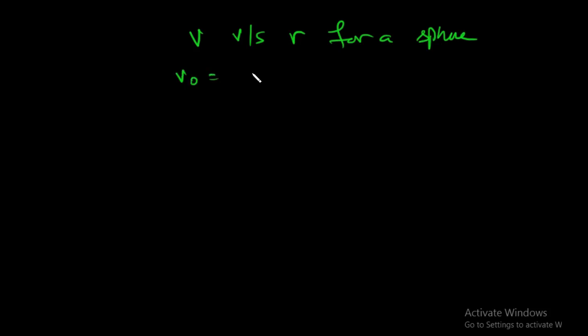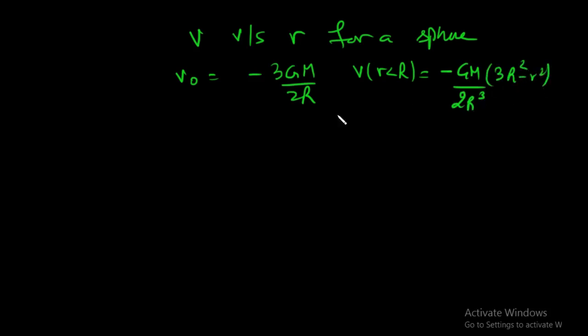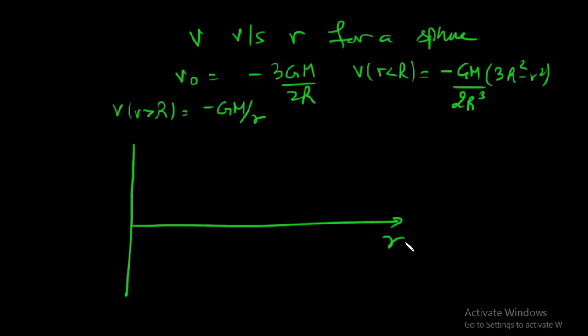You see, V at center, this was minus 3 GM by 2R. V when r was less than R, this was equal to minus GM by 2R cube times (3R square minus r square). And V when r was greater than R, this was minus GM by r. So first we draw these two axes. This is r and this is V. Arrows indicate the positive direction and this arrow will indicate the negative. Okay, so since V is negative, we start from here. For example, this is the value of V when r equal to 0. Since this axis is 0, so this is the value of V, minus 3 GM by 2R.